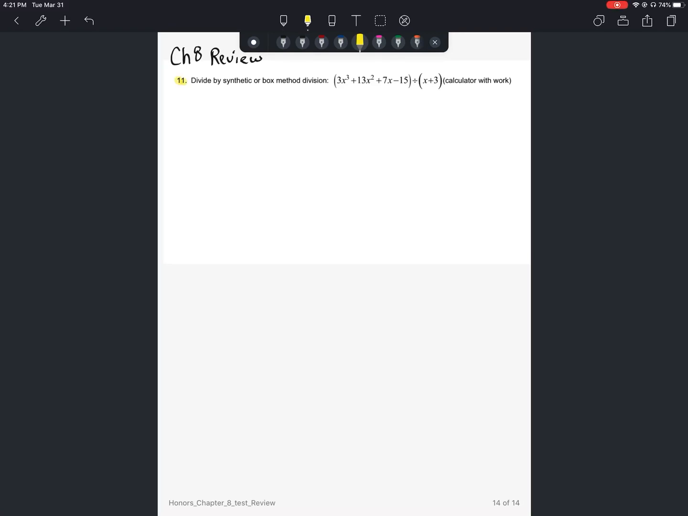All right, problem number 11 from the Chapter 8 review is asking us to divide by synthetic or the box method, aka using an area model, to divide the polynomials 3x to the third plus 13x squared plus 7x minus 15 divided by quantity of x plus 3. Well, I'm going to do it both ways, just in case anybody did it one way or the other, you can check your answer.